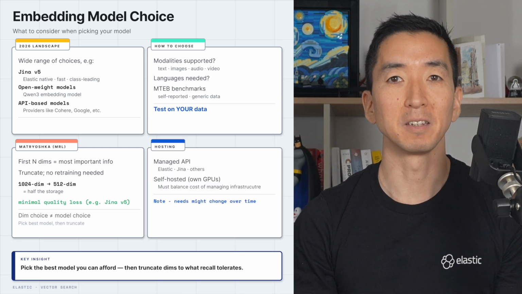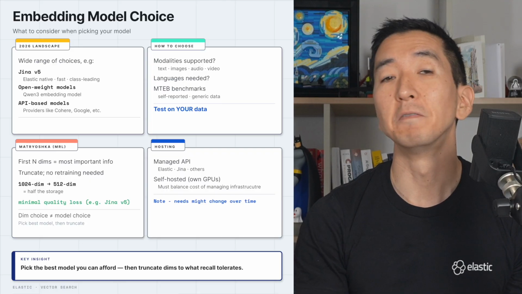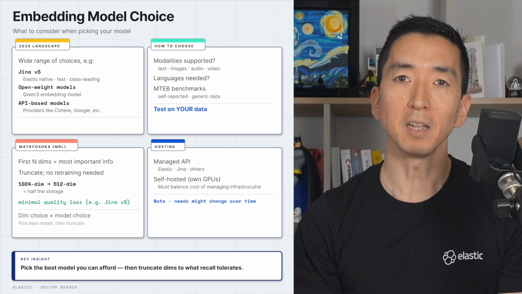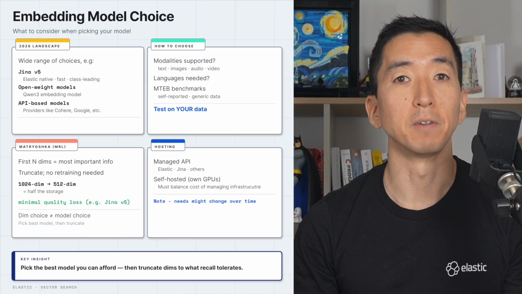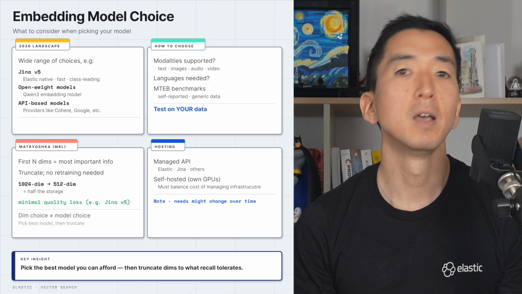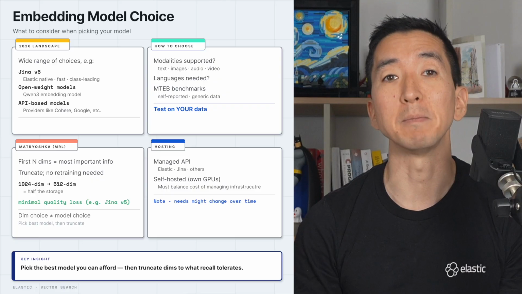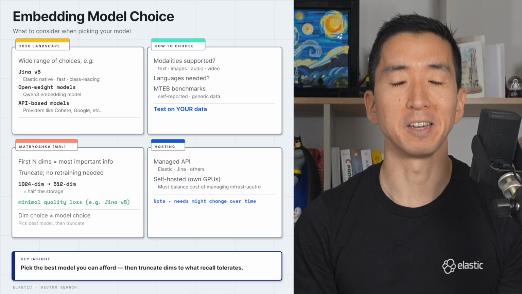And then there's hosting: managed inference through, say, Elastic or another API like Jina, versus self-hosting open-weight models on your own GPUs. Self-hosting eliminates per token cost, which starts mattering a lot above 100 million tokens a month. But you have to manage a lot of infrastructure, which we all know isn't easy or cheap, especially when you factor in the potential downtime or the resources required. Given all that, let's talk about what choices make sense for our friends.